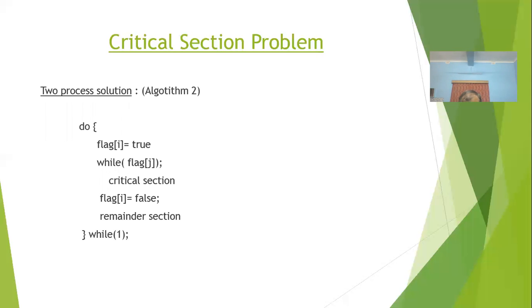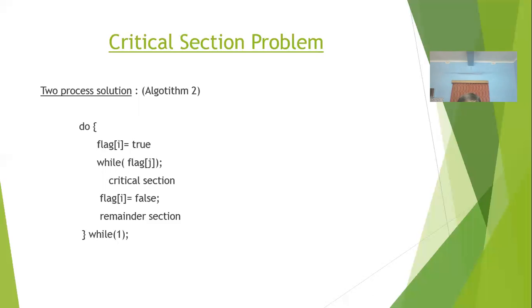Now another algorithm, what we have to do here. Considering the previous algorithm one, the problem with algorithm one is that it does not retain sufficient information about the state of each process. It remembers only which of the processes is allowed to enter into the critical section.